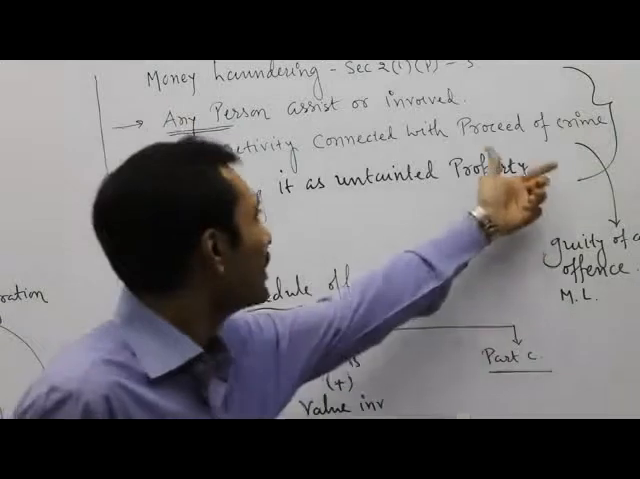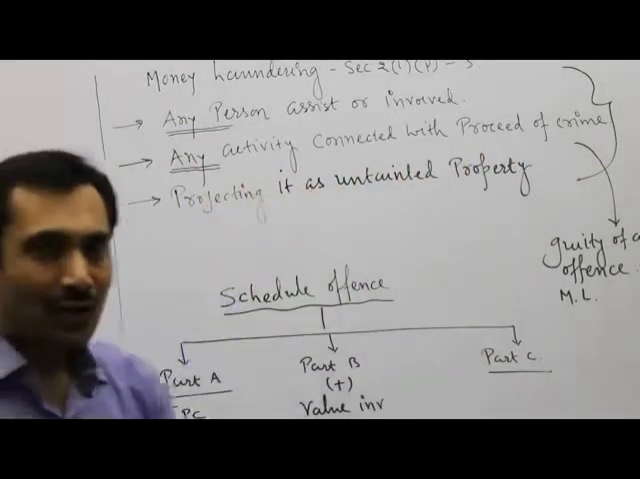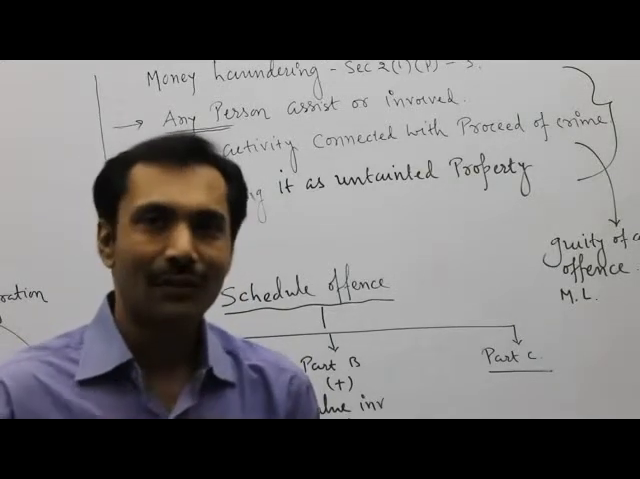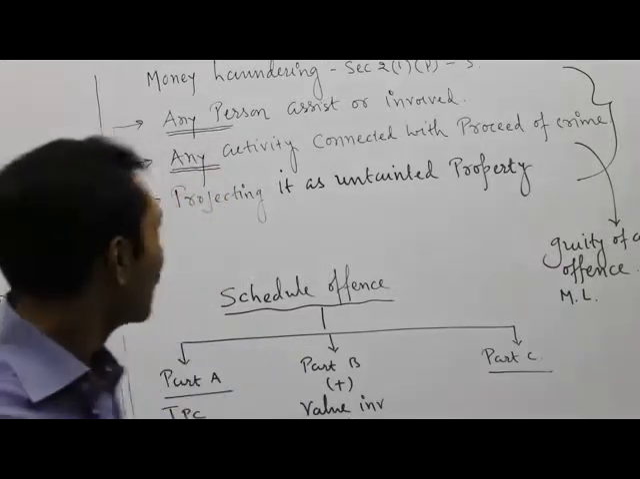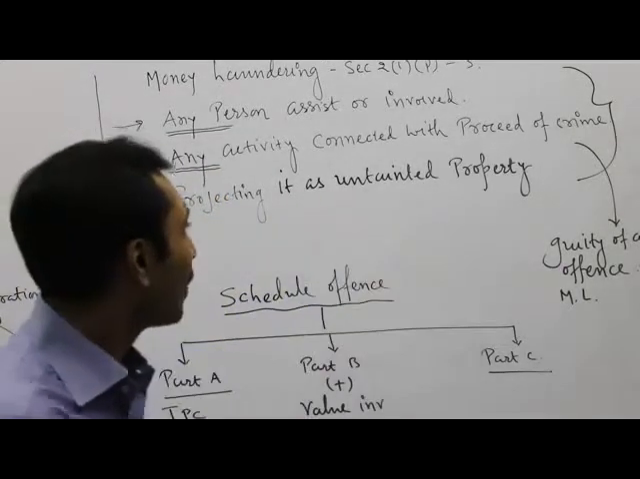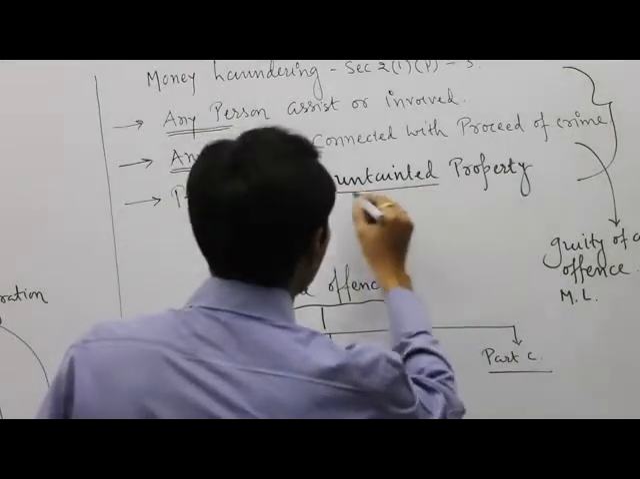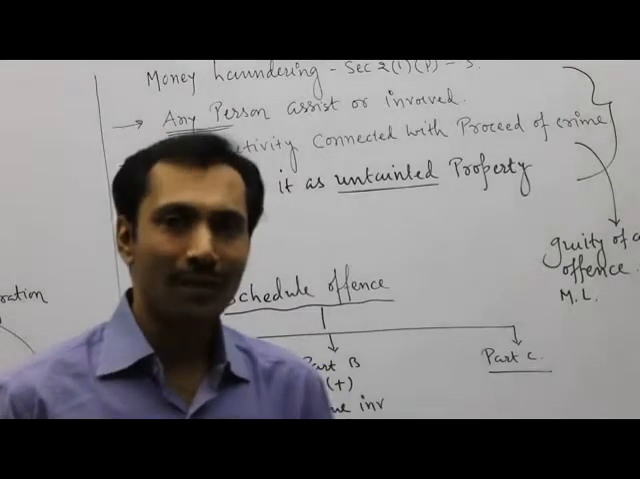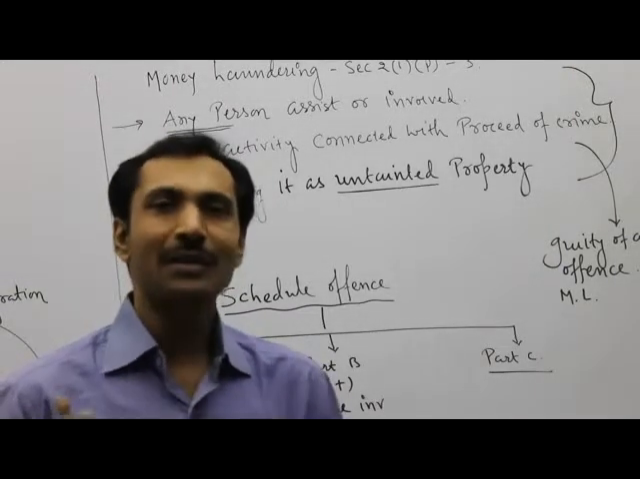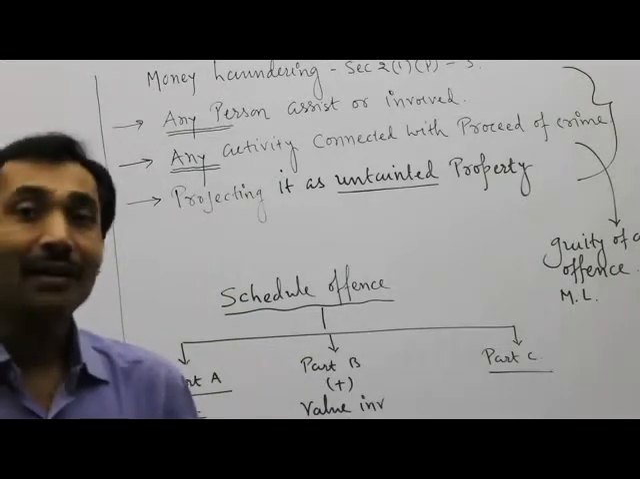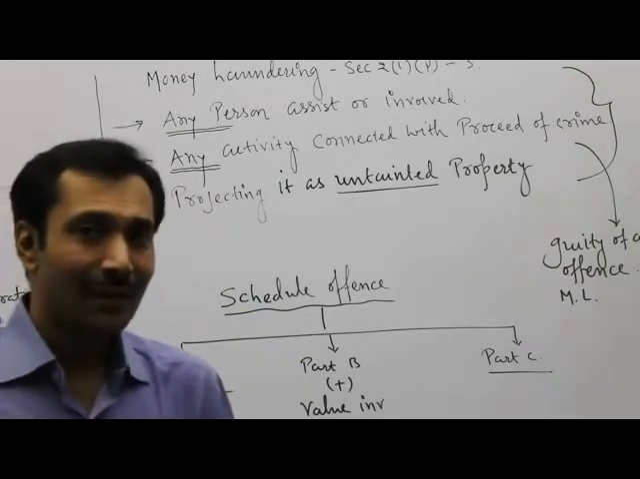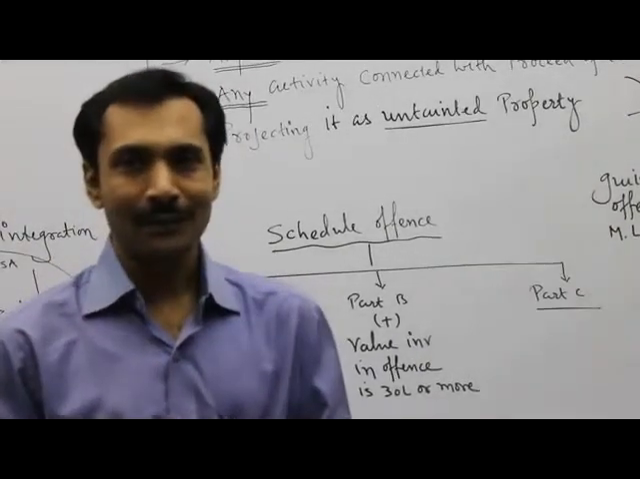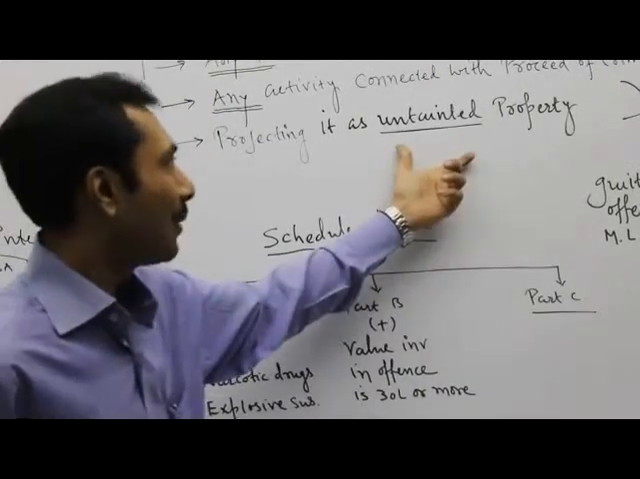Proceeds of a crime is to be read in connection with any activity. So, any activity connected with criminal activities is covered for the purpose of money laundering. Projecting it as untainted property. Untainted means what? It means spotless. So, if you have earned black money by criminal activities, right? And then out of that you purchase a property and then you say it is a white property, it is considered as untainted property.